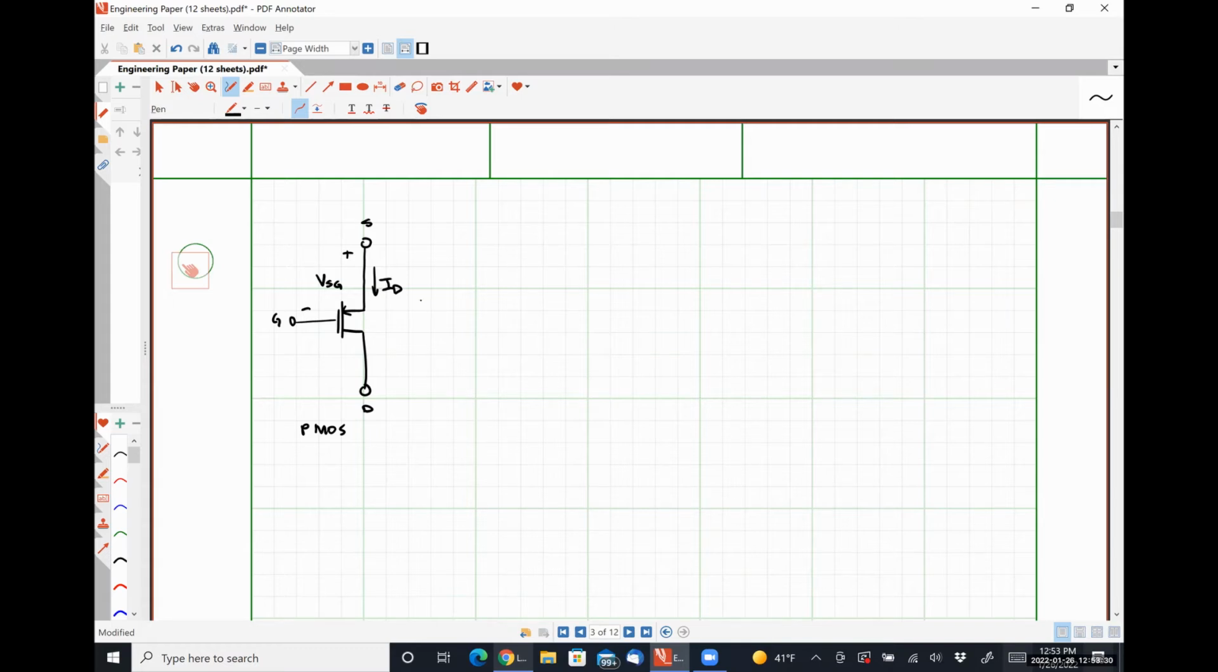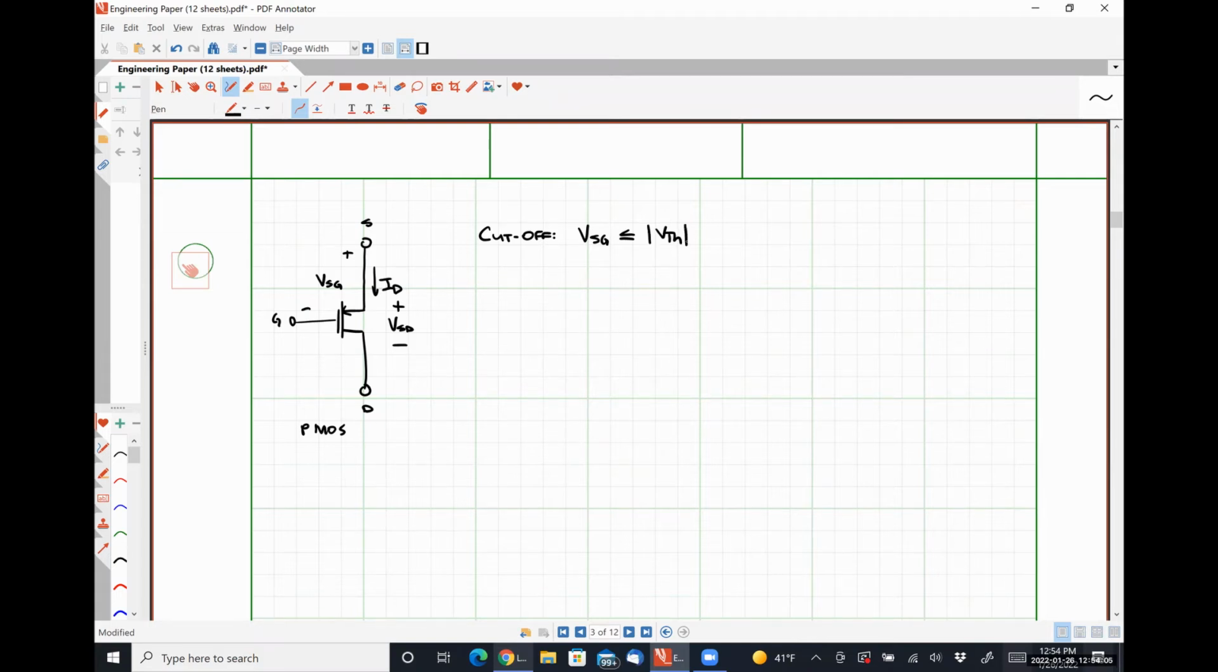And then we are going to have a voltage, VSD, that tells us whether or not we are in triode region operation or cutoff operation, okay? So let me just describe these regions for you. In the cutoff region, VSG is less than or equal to the absolute value of VTH.